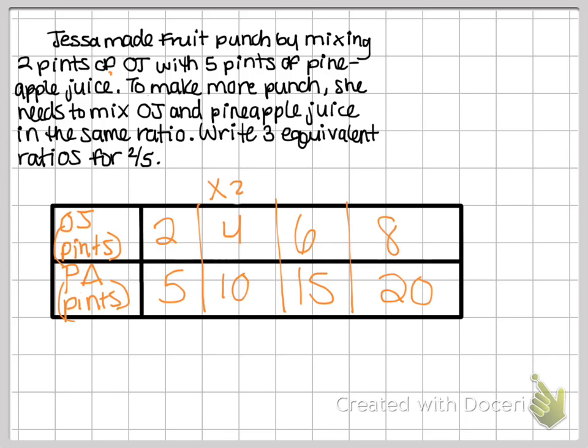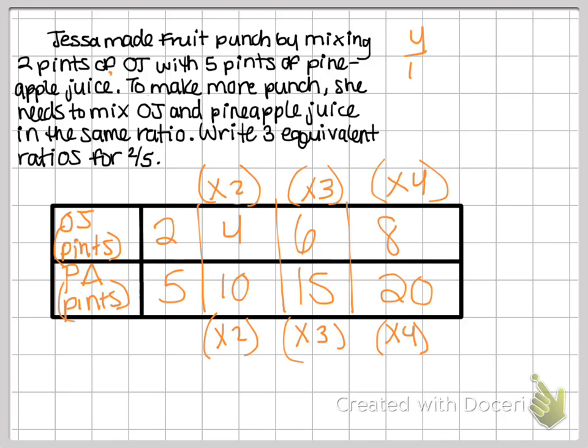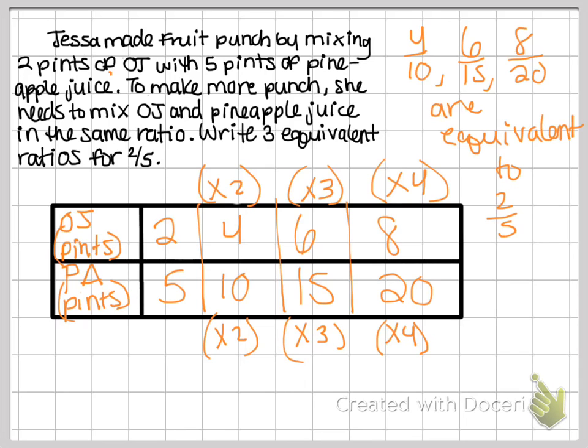So our first one was times 2, times 3, and times 4. Don't forget to make sure you're doing that for both the numerator and the denominator, and not forgetting about that, because that would not be equivalent. So write 3 equivalent ratios. We've got 4/10, 6/15, and 8/20 are equivalent to 2/5.